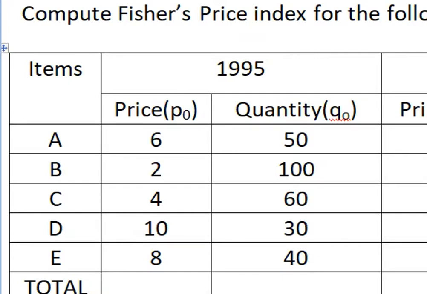Then for P1 Q0, you need to multiply this column with the corresponding value of this. That is 10 into 50, 500. Then 100 into 2, that is 200. 60 into 6, 360. Then 30 into 12 is also 360, and 40 into 12, 480. Then what is the total of this column? 1900. Please note down these values in order to substitute in the formula.